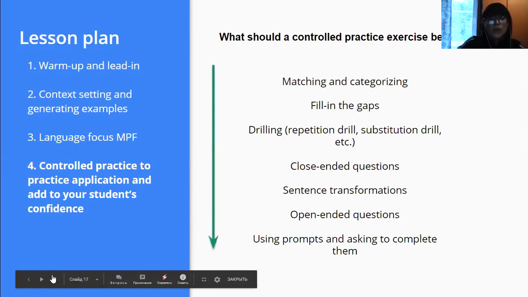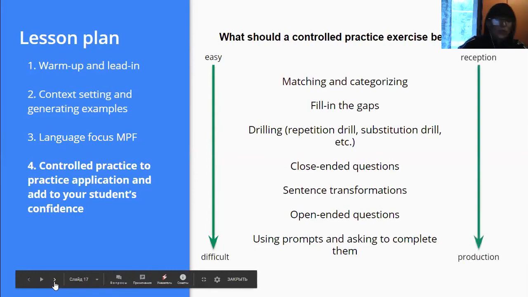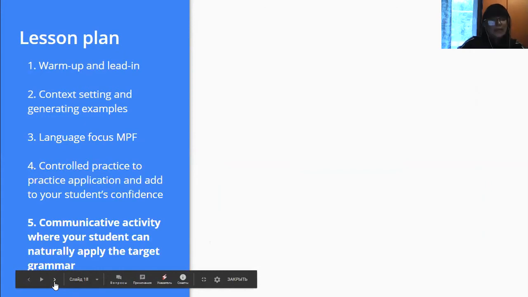Afterwards, we're going to jump forward to filling in the gaps or drilling, close-ended questions, sentence transformations, and so on and so forth. That is called going from the easiest to the most difficult, from reception to production. And the last stage, if we're talking about a new grammar piece, is to set a kind of communicative setting, and our student would have to apply the target grammar in a communicative setting.